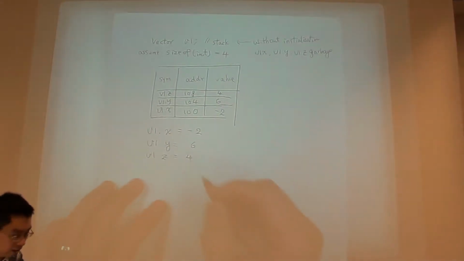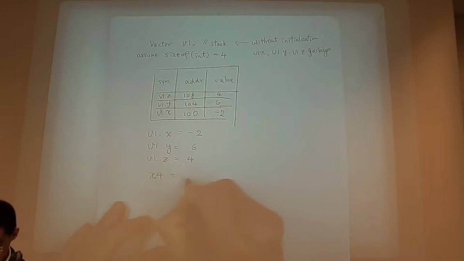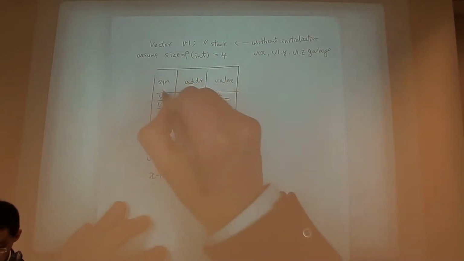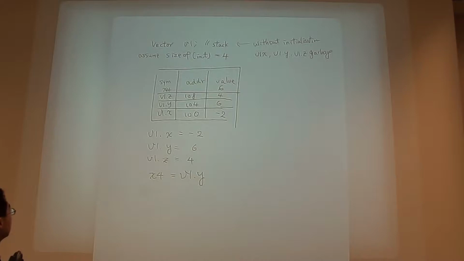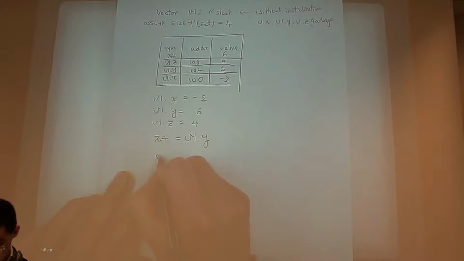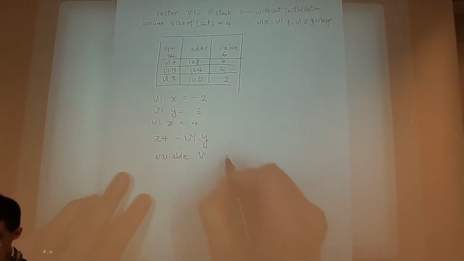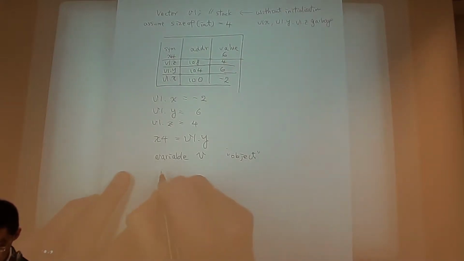In this example, I also created an integer variable x4. So I can say x4 equal to v1 dot y. So I have x4 here, and this will be 6. Right? So what does that period mean? If you have a variable v, in this case, I'm going to again use the terminology from C++ and Java. I'm going to call it an object. If you say v dot a, what does that mean?